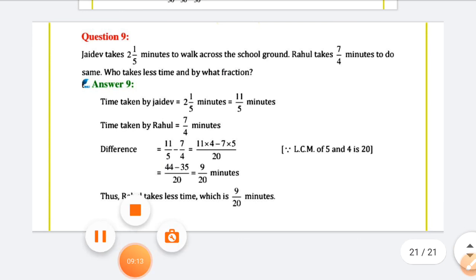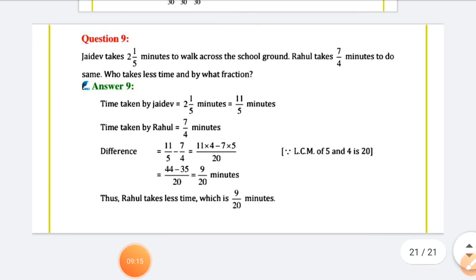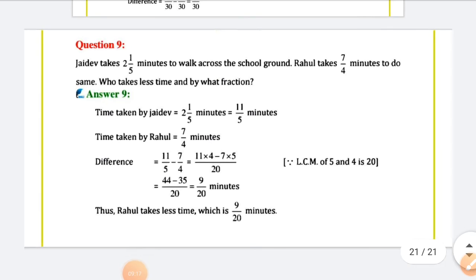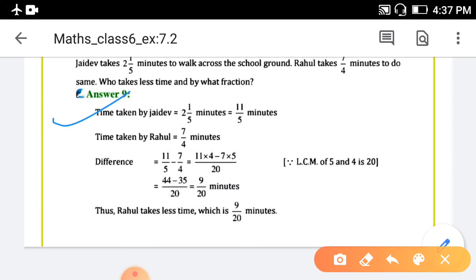Question number 9. This is the last question. Jaidev takes 1 by 5 minutes to walk across the school ground. That is the time taken by Jaidev. Rahul takes 7 by 4 minutes. So the time taken by Rahul is 7 by 4 minutes. Convert this one into an improper fraction. So it will be 11 upon 5 minutes. Who takes less time and by what fraction?